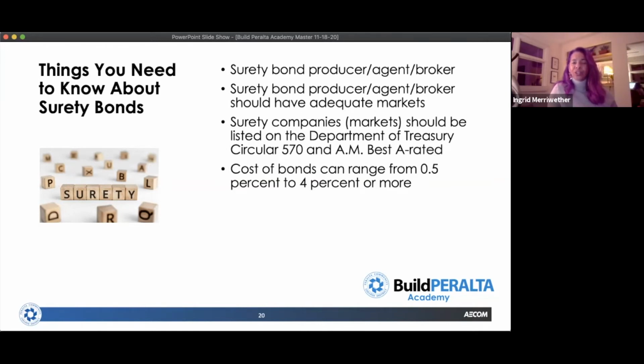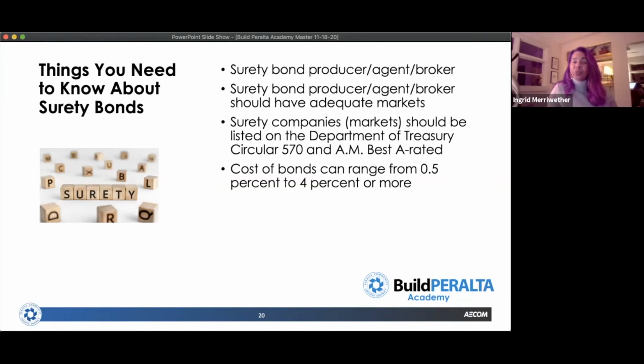So you secure bonds through a bond producer or insurance agent or broker. You know, not all insurance agencies do bonding. There are a few brokers that only do bonding and don't do insurance, but more often than not, you'll find an insurance brokerage firm that also does bonding. But that's essentially where you're going to secure assistance in establishing a bonding capacity.